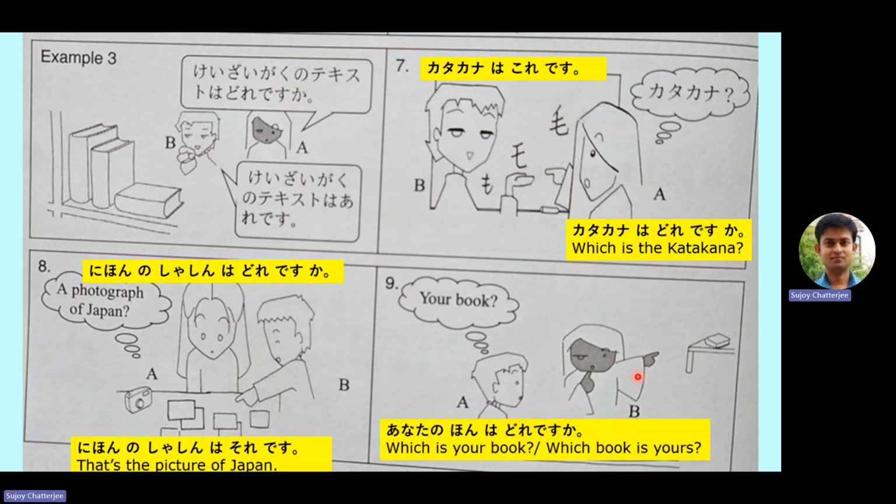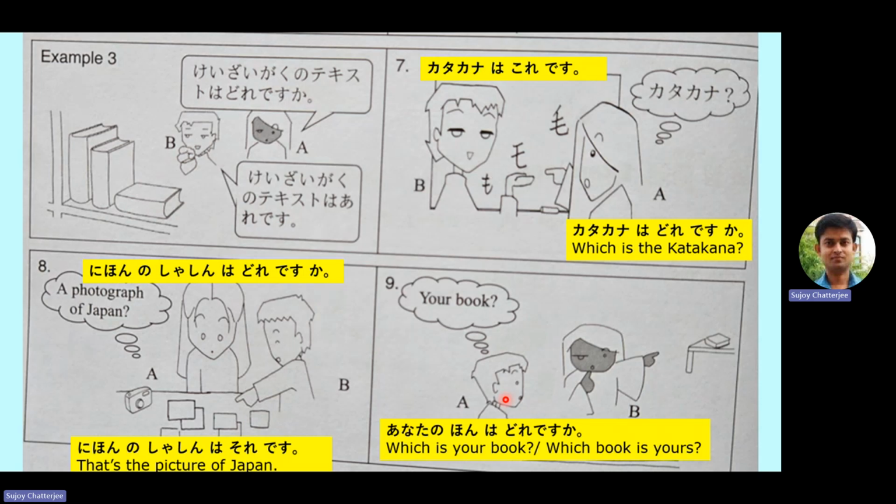He will ask, Anata no hon wa dore desu ka? Which is your book or which book is yours? It's the same thing. Now we know that we do not usually use anata, because it is considered rude or impolite, and this has significance in Japanese culture. Since we do not know the name of this girl, we have used anata here.